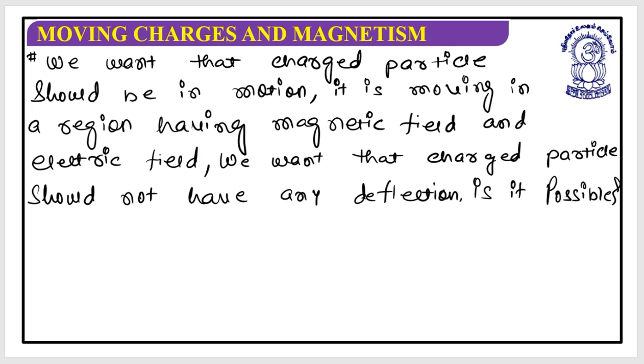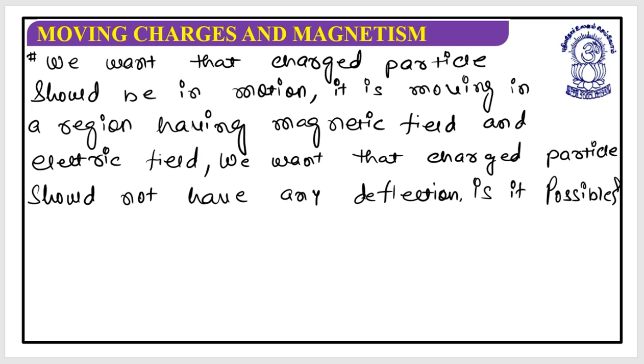What we want is that the charged particle should be in motion. That means, in the previous case, we supposed that if the charged particle is at rest, the magnetic force would be 0. So this case could not be there, because they clarify that the charged particle must be in motion. Even you cannot say that the magnetic field would be 0 and the electric field would be 0, because then there would be no motion. But they say that it is moving in a region having a magnetic field and an electric field.